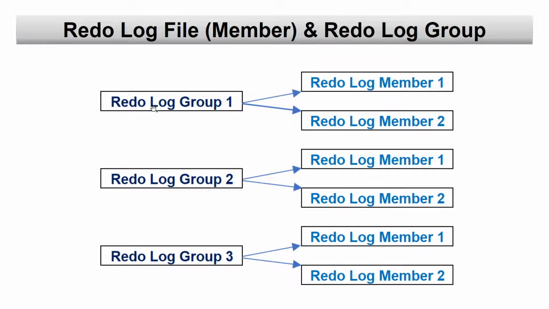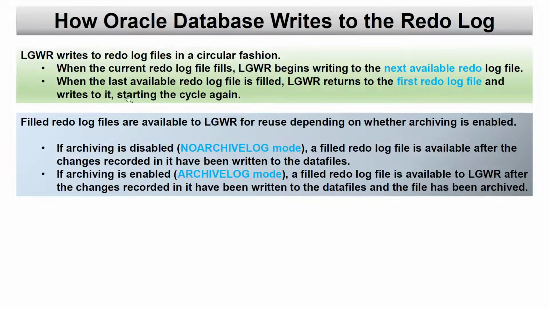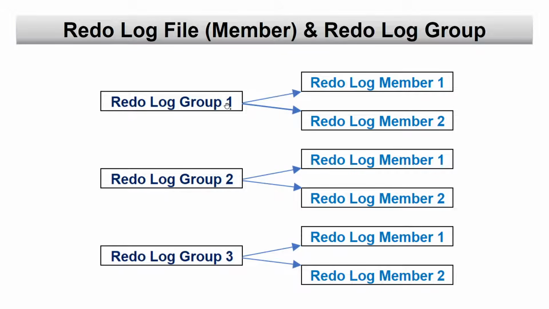If redo log group 1 is current, then it's going to write to both the members at the same time. It will write to member 1 and member 2 at the same time. That's why they are going to have the same copy, the same data. The log writer writes to the redo log in a circular fashion. Circular fashion means it will write to 1, then 2, then 3, then 1, 2, 3. It will keep on doing this.